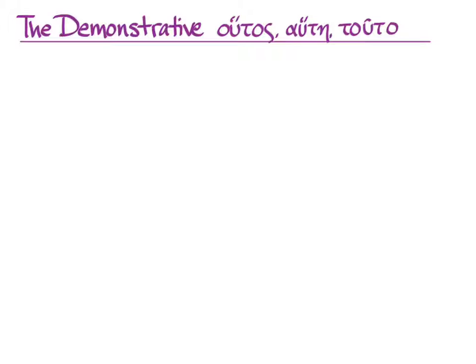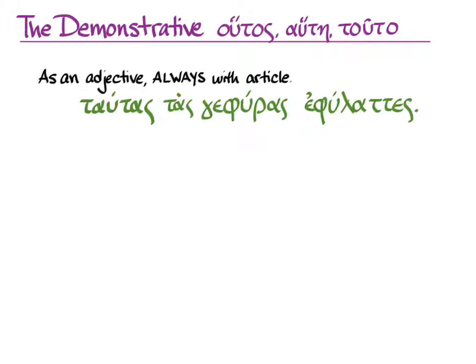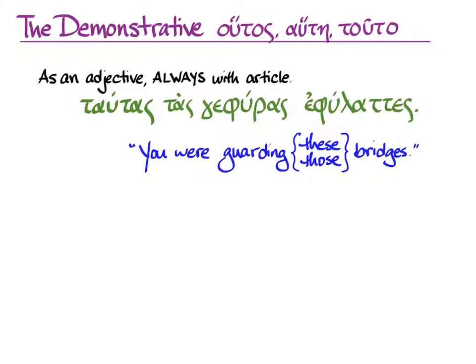Houtos, haute, touto behaves the same way as hode and ekeinos when it comes to modifying nouns. As an adjective, it always appears with the article and the noun. So tautas tas gephuras ephulattes is the correct way in Greek to say you were guarding these bridges or those bridges. Again, in a moment, we'll talk about whether you would choose these or those.